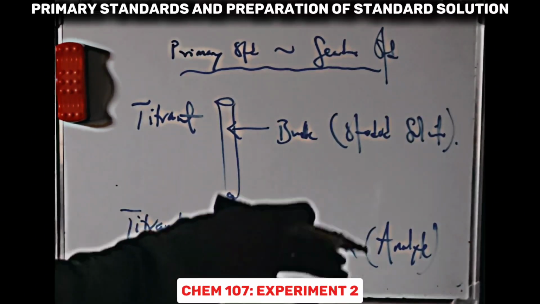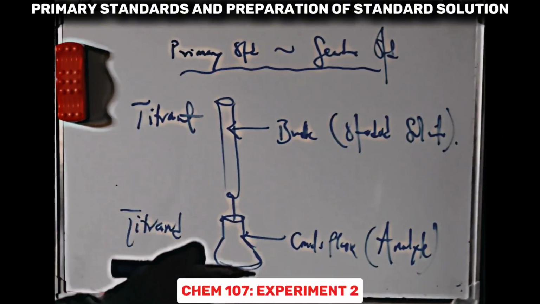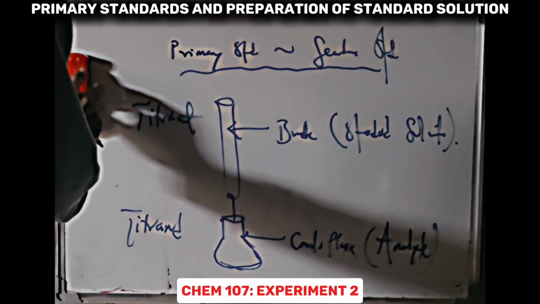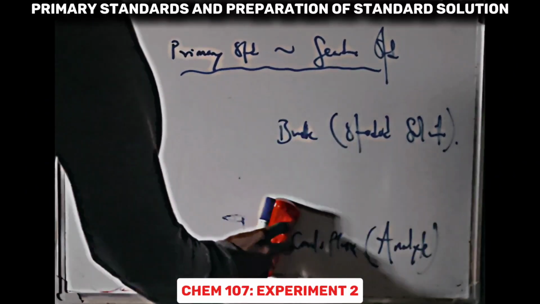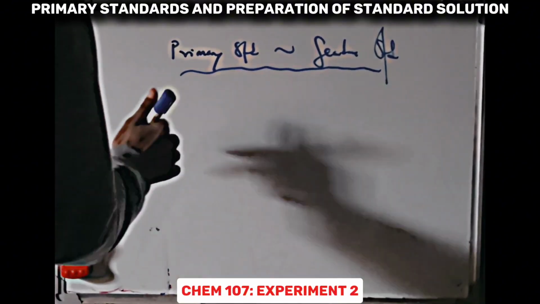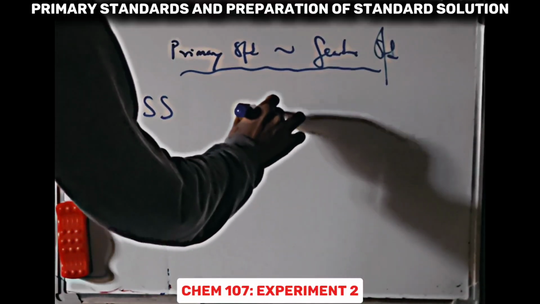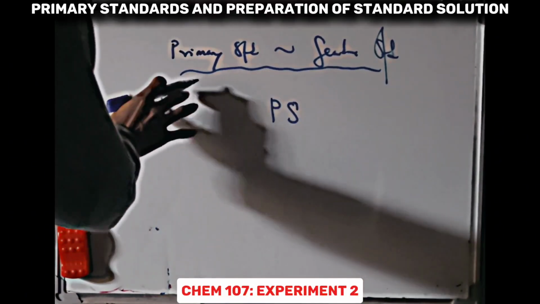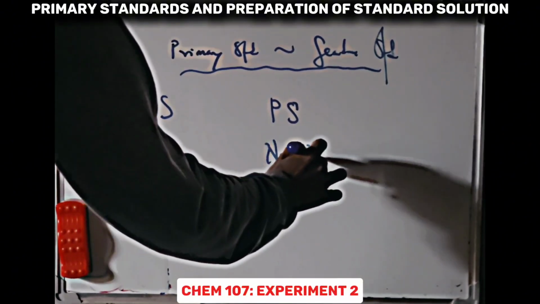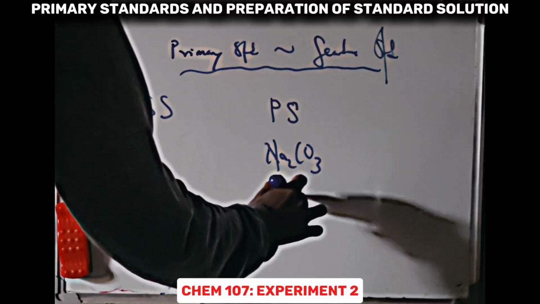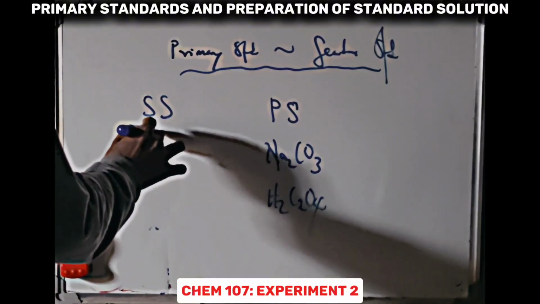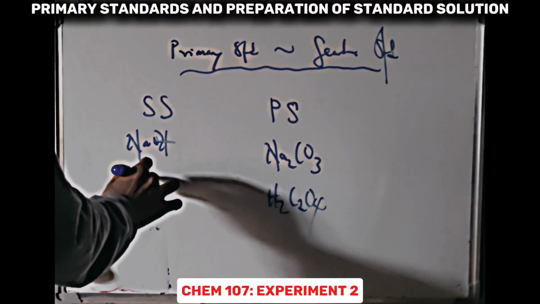Now essentially, the primary standards are used to standardize the secondary standards. Alright, so this is basically it. Now let me give you some few examples of primary and secondary standards. These are primary standards, these are secondary standards. We have examples such as sodium carbonate that we mentioned before, and oxalic acid. Then secondary standards, we have examples such as sodium hydroxide, and potassium permanganate.